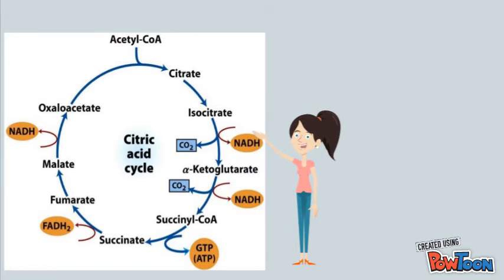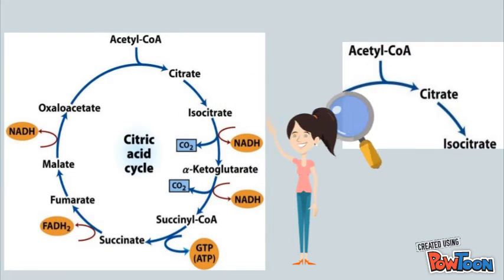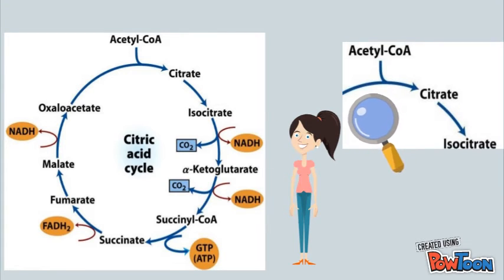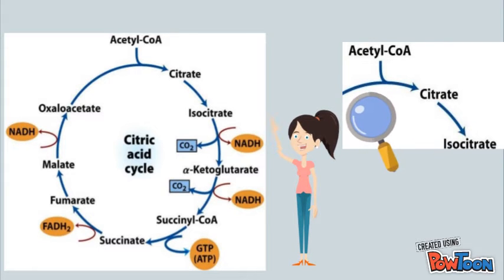The first step of citric acid cycle, CAC, begins when acetyl-CoA combines with a 4-carbon acetate molecule, oxaloacetate, to form 6-carbon molecule called citrate. In the second step, citrate is converted into its isomer, isocitrate, by first removal and then addition of a water molecule.